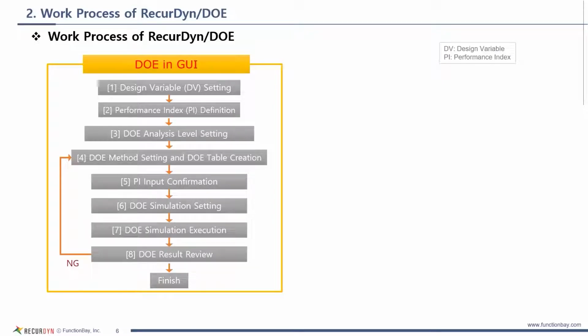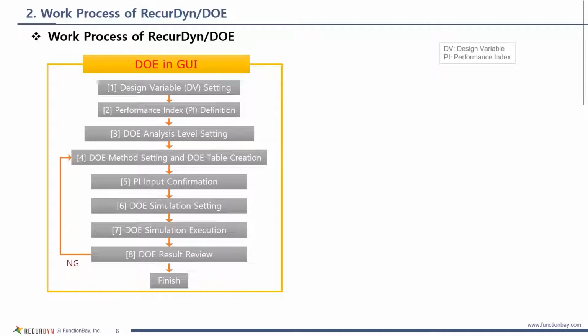When the analysis is complete, review the results. If the modification of a variable range or the change of a variable types is needed, you can proceed with the DOE process again. Finally, after reviewing the results, the work process of RecurDyn DOE is done.